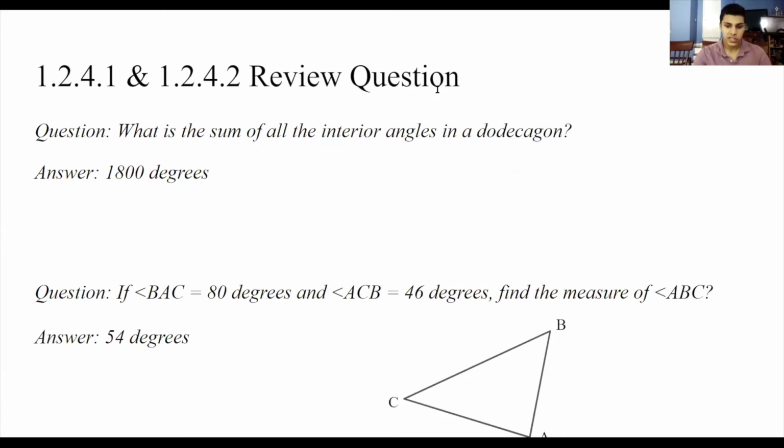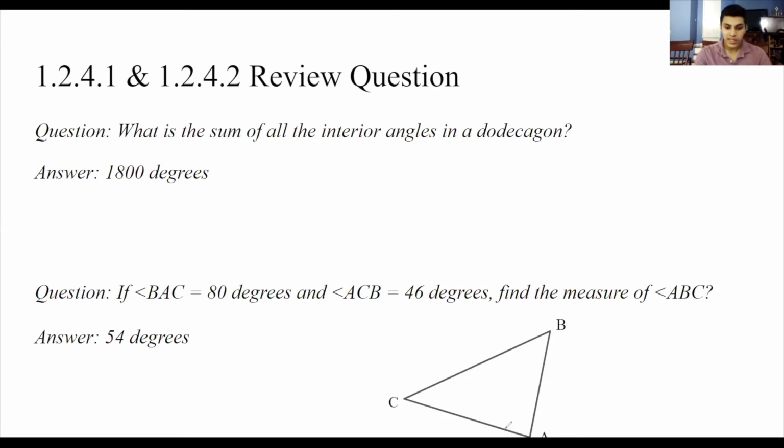So for the second question, it says if BAC is 80 degrees and ACB is 46 degrees, find the measure of angle ABC. And so the answer to this question was 54 degrees. The reason that this was the answer is because if we have the triangle sum rule, we know that all the angles in a triangle add up to 180 degrees, and we have two of the angles, we can find the third angle. So when you're reading questions like this, if it specifically tells you angle measures, the first thing that you should do, and I said this in my previous video, is label those degree measures on the actual figure. And if there's no figure, you should draw one.